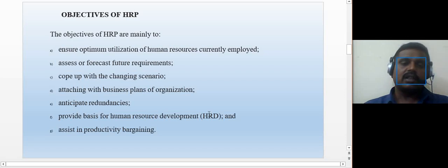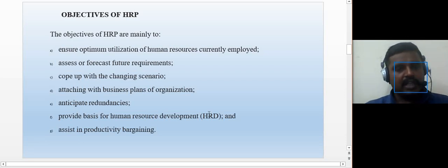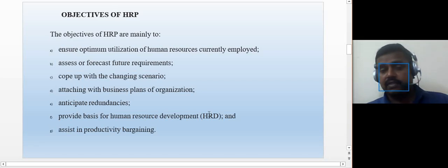Okay, sir, what are the objectives? The objectives of human resource planning are mainly to ensure optimum utilization of human resources currently employed, which means the maximum amount of utilization by the particular employee. The second is to assess or forecast the future requirements. Anything can happen in the future. We must assess it, we must analyze it, we must forecast the future requirements.